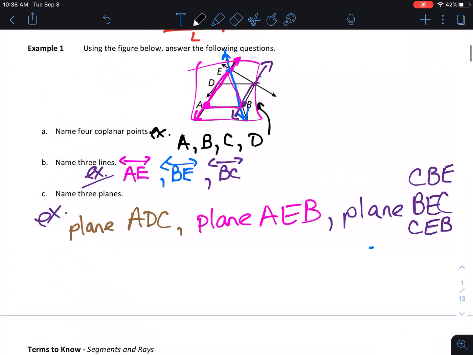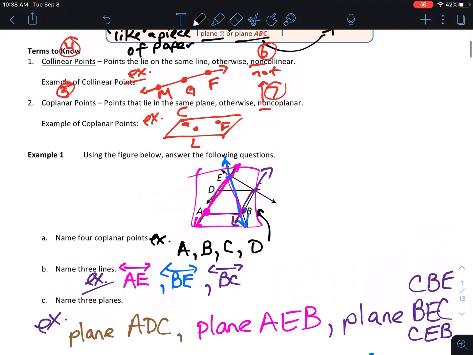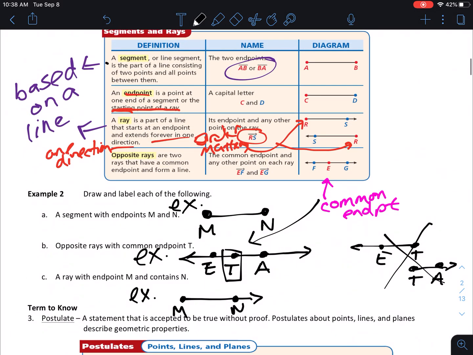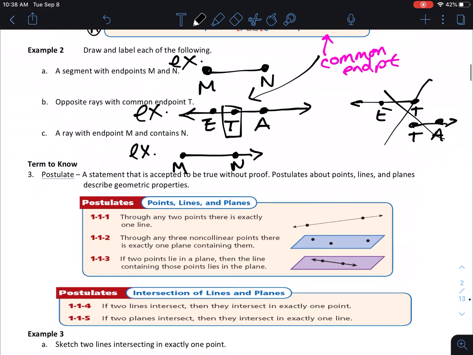I forget my count from the previous page. Let me look real quick. 5, 6, 7. I got up to 7. So this is 8, 9, 10, 11. Holy, we're going crazy here. And then 12. So you have 12 terms that you need to get familiar with, friends. That's a lot going on.